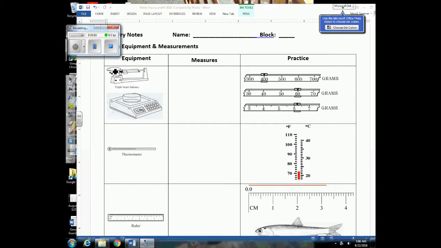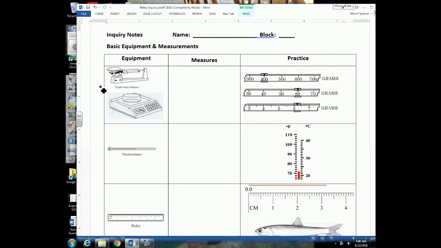On this page of your notes, we're going to introduce you to some basic equipment that we're going to use often in this class and indicate what it is that you're going to be measuring. Many times you're going to be asked to take the mass of an object. So we could use a triple beam balance, which you see here, but that's kind of old school. And now we have these electronic scales that we can use to get mass. So these are used to measure mass.